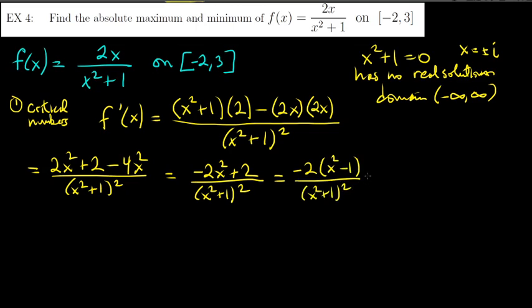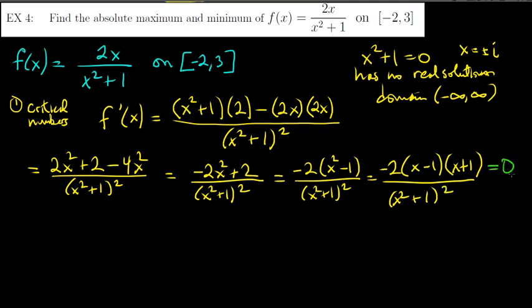the same denominator squared. In fact, we can factor this as the difference of squares. This is just x minus 1 times x plus 1, or vice versa, over x squared plus 1. Again, don't forget to square it, right? So all that simplifying, remember, and we want to set this equal to 0. Again, just the numerator. And what do we get? We get x equals 1 and x equals negative 1. So two critical numbers. Right.